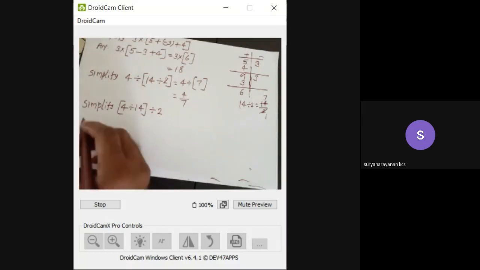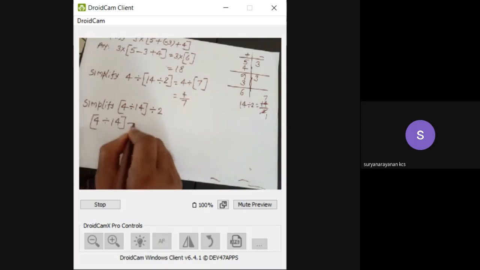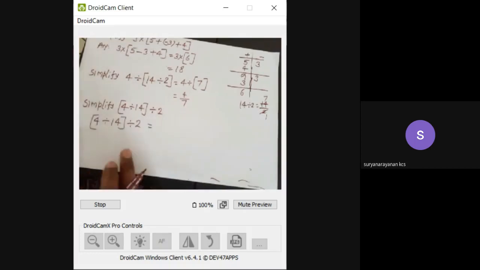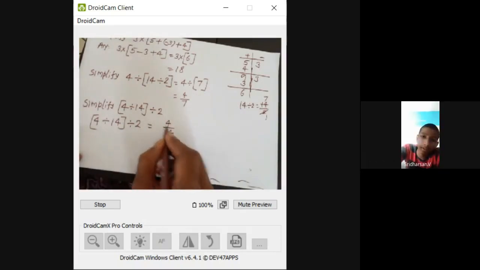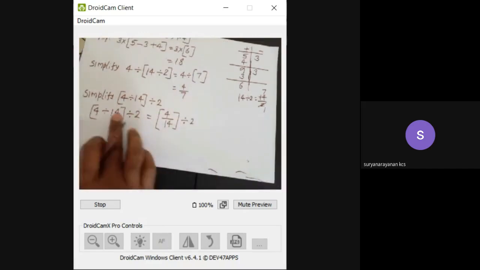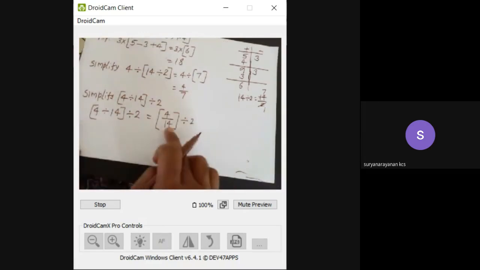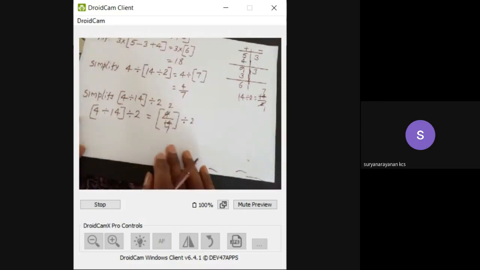See here, 4 divided by 14 divided by 2. What I told, what is the rule here to be followed? You have to simplify these two numbers. 4 divided by 14, we'll get 2 divided by 7. Let us write these two numbers in the form of a fraction. Divided by 2. 2 1 times, 2 2 times, 2 7 times.